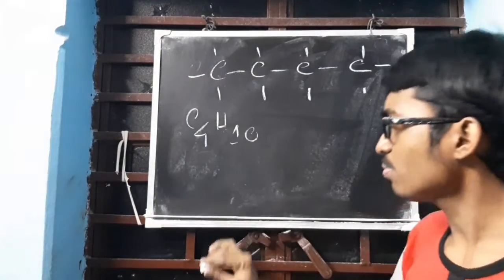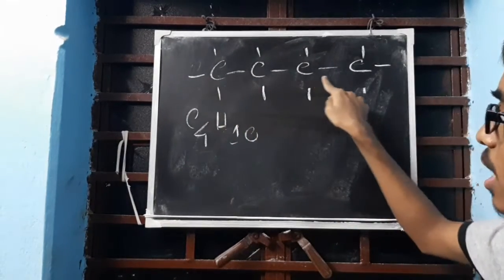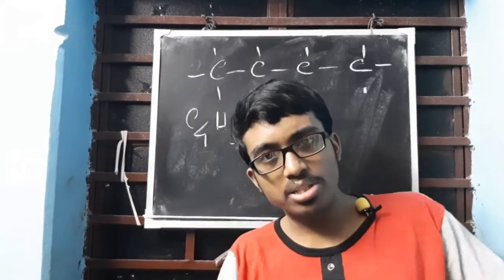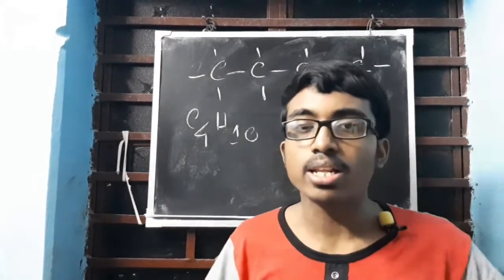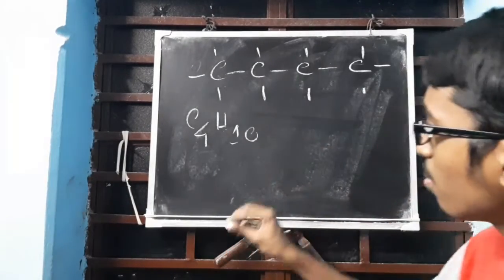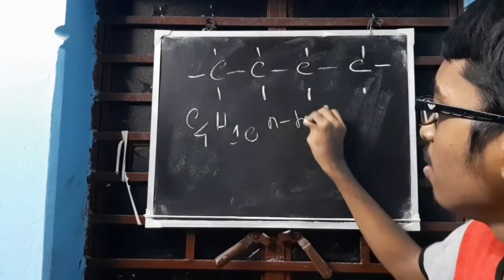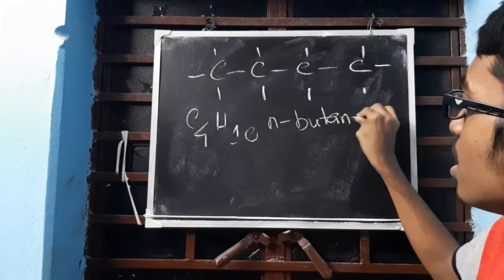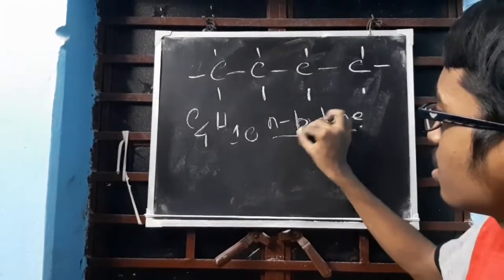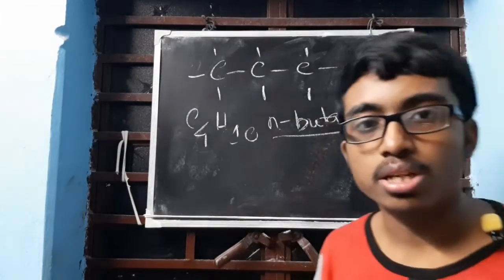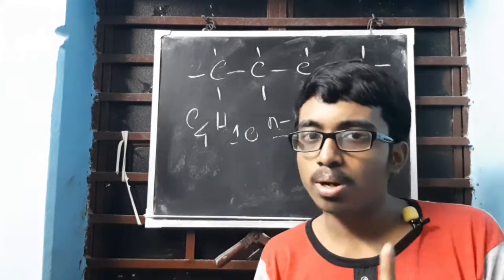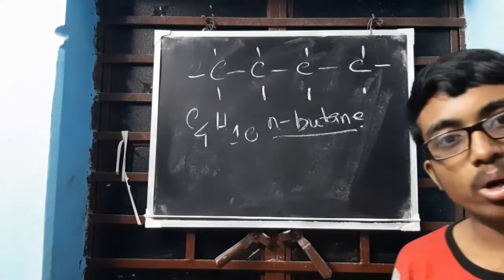Since all are in a straight chain, whenever all are in a straight chain, no one is hanging from here and there, it's normal, nothing is abnormal. So it's normal butane, that is written as n-butane. Normal butane, we don't write the word normal, we write n-butane. Understood? The first isomer of butane is n-butane.